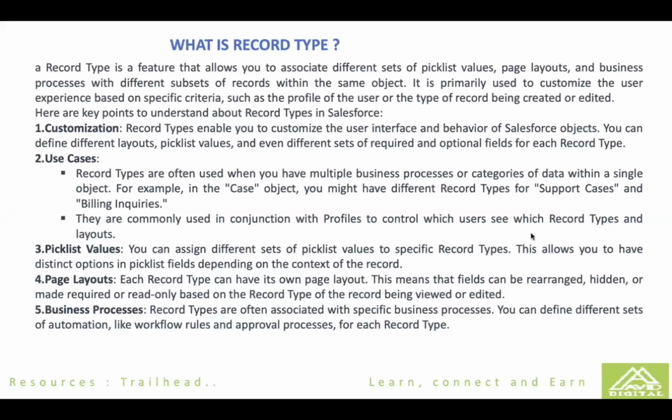So we just have to use record type to actually assign different pick lists, page layouts, and business processes. Business processes are often associated with the specific record type. You can define different sets of automation, like workflow rules and approval processes, for each record type.